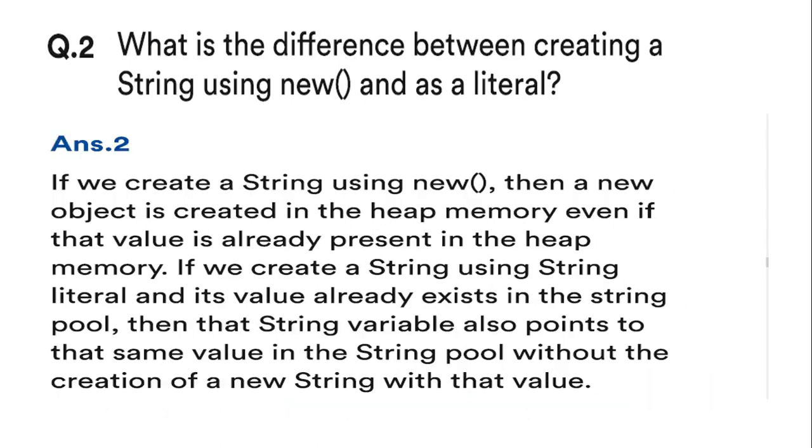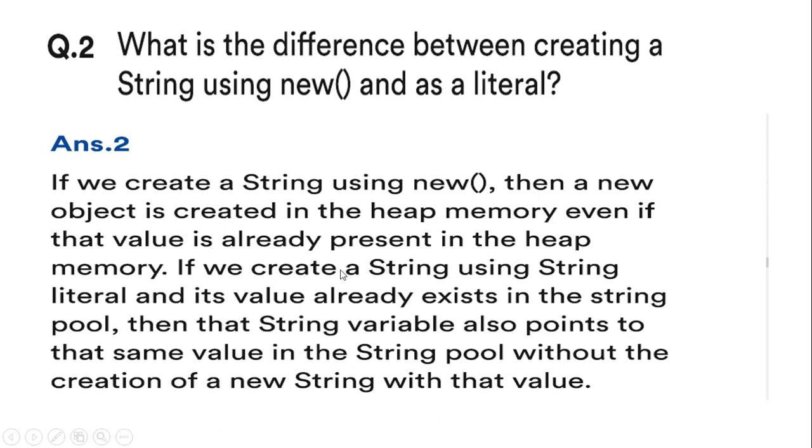Moving forward, what is the difference between creating a string using the new keyword and as a literal? If you create a string using the new keyword, then a new object is created in the heap memory. Basically, String s = new String(...) is a formal way to create a string using the new keyword. That created object is stored in the heap memory, even if that value is already present in the heap memory.